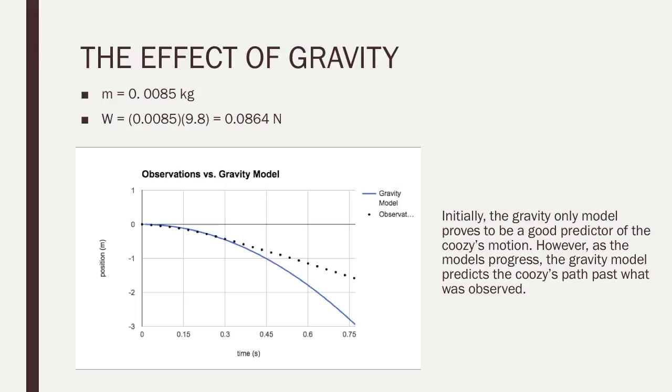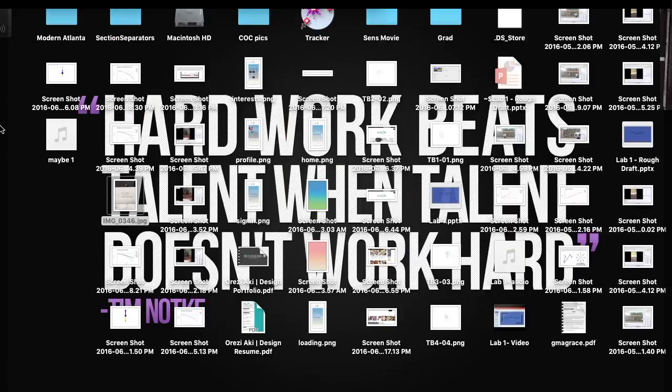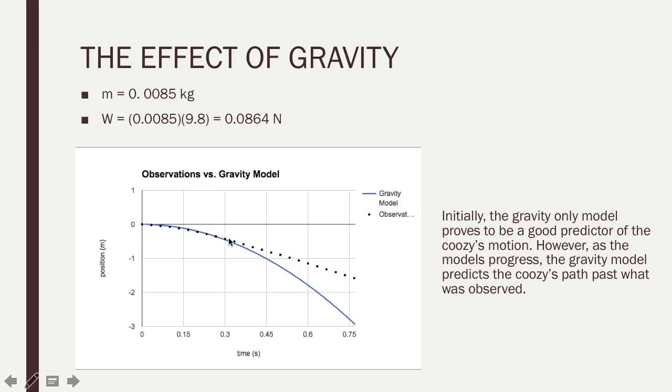Initially, the gravity-only model proves to be a good predictor of the koozie's motion. However, as you can see, as the model progresses, the gravity model predicts the koozie's path past what was observed, and that's what all this disparity is right here.